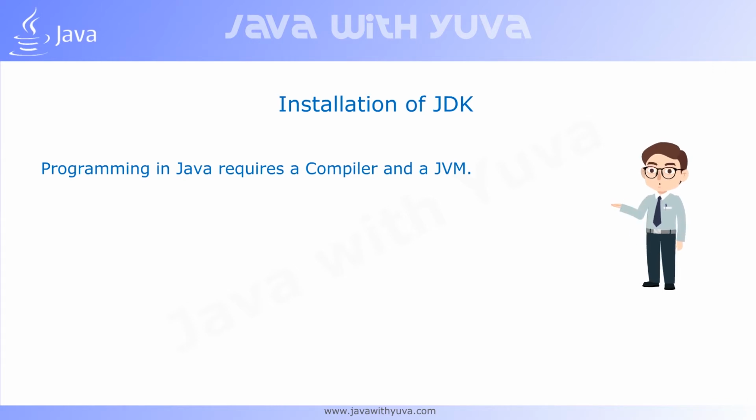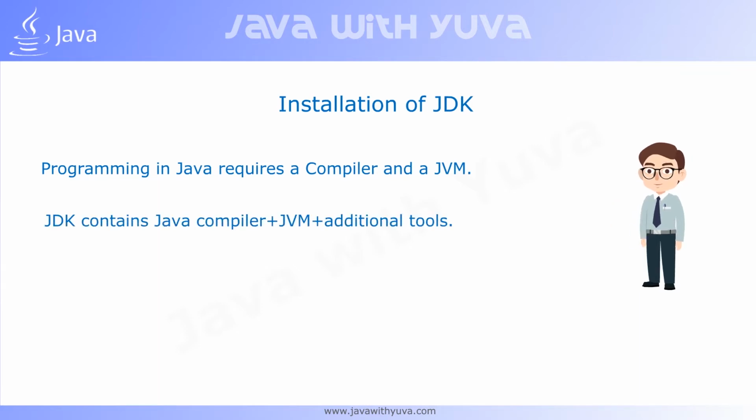So, we need a compiler and a JRE to start writing Java programs. We will get both the compiler and JRE, along with some other additional tools required for developing Java applications, bundled as JDK. JDK stands for Java Development Kit. Come on, let's go and see how to install one.